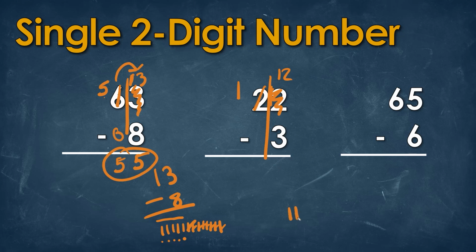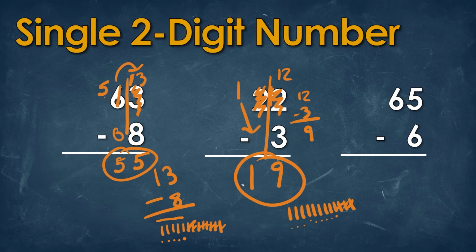Let's do the sticks. 1, 2, 3, 4, 5, 6, 7, 8, 9, 10, 11, 12. And let's subtract 3. 1, 2, 3. And we're left over with 1, 2, 3, 4, 5, 6, 7, 8, 9. So 12 minus 3 is equal to 9. Now we've erased this 2 and we put a 1 in its place, so we're going to bring down that 1. So 22 minus 3 is 19.